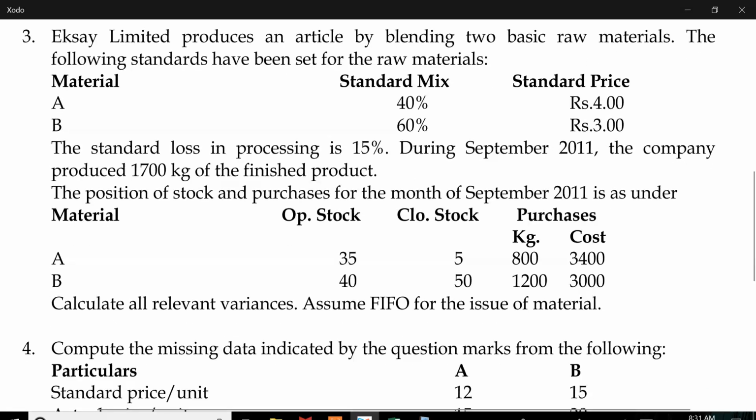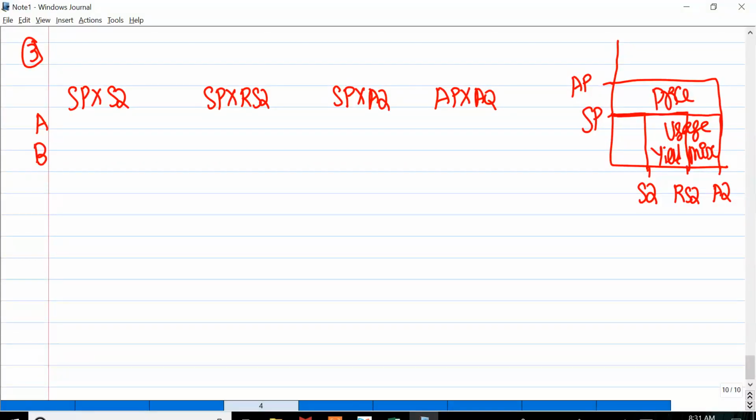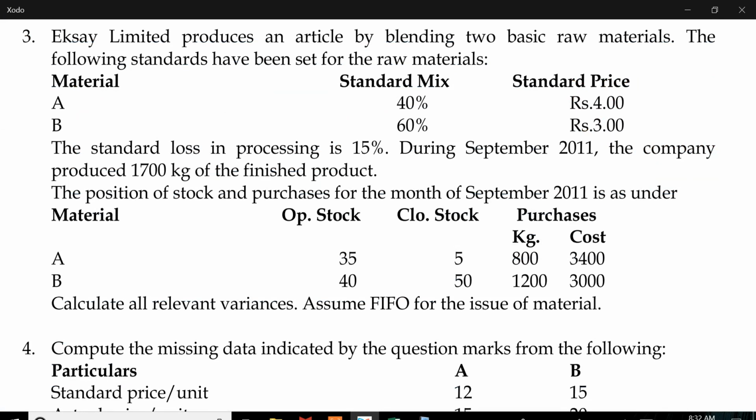Okay, what's the standard price for material A and B? Please fill it at 3 places. Four and 3. You ignore this AP into AQ for the time being. There is some adjustment to be done there. I'll explain later on. As of now, just ignore that AP into AQ. What is AQ for the purpose of column 3? Leave column 4 blank for the time being.